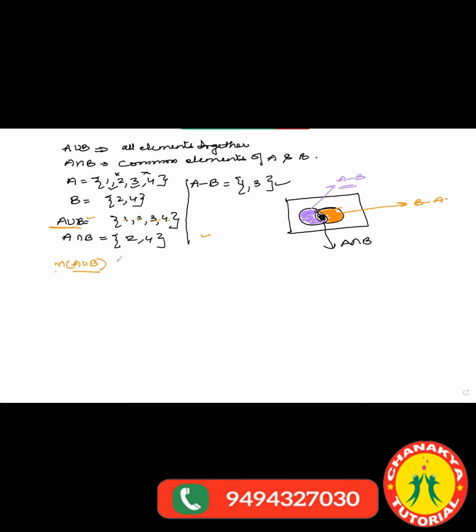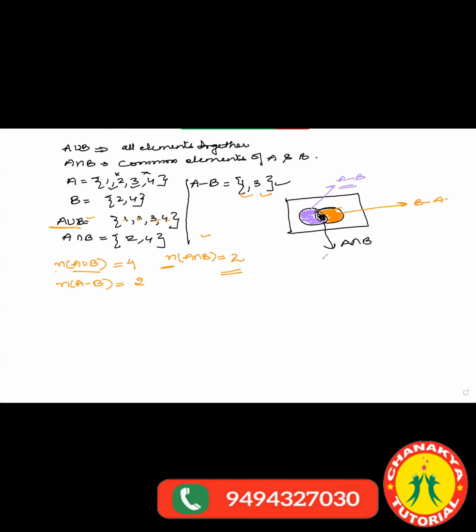1, 2, 3, 4. So it will be 4. Yes. Right, Preetham. Now Dhanunjay, tell me the number of elements of A minus B, beta. 2. Yes, 1 and 3, only 2 elements are there. So you will write here 2. Now elements of A intersection B. Jaswant, tell me how many elements are there in A intersection B, beta? 2. Yes, very good.